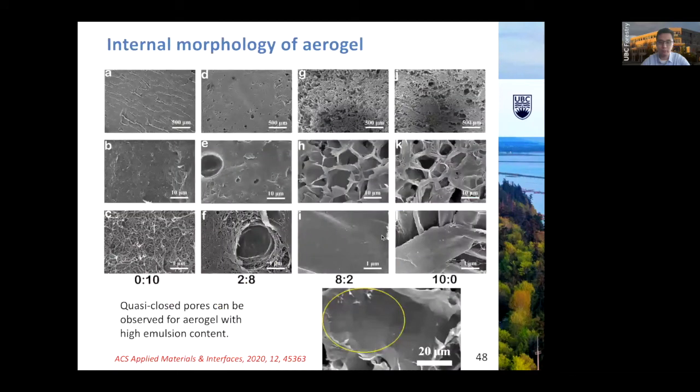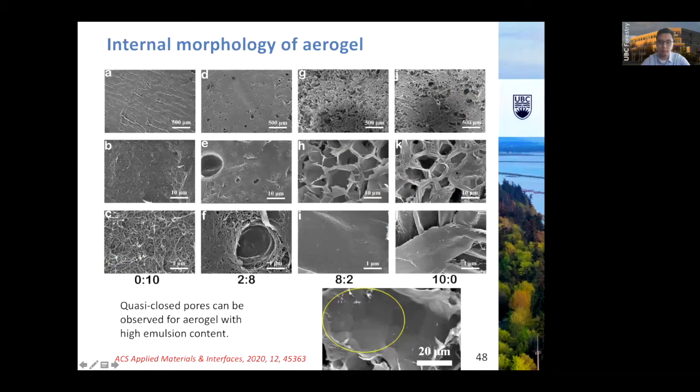So from the SEM image, we can see the original cellulose nanofiber aerogel without emulsion. You see those open connected pore structures, those mesopores. By including the emulsion, we start to see some closed pores, right? The pore is cut open, but you can see it's closed on the other end.